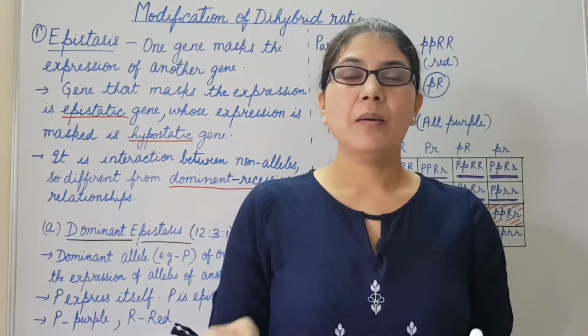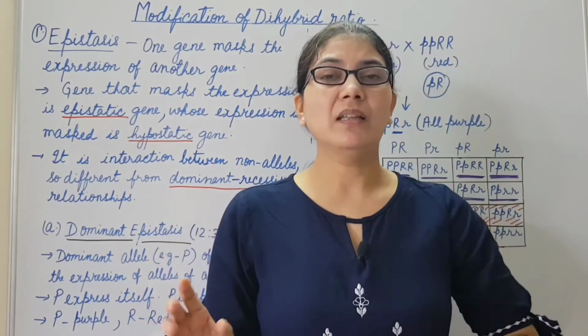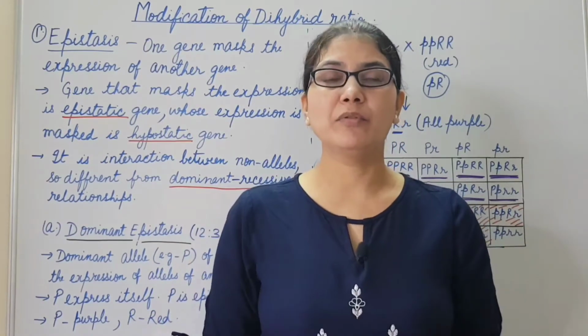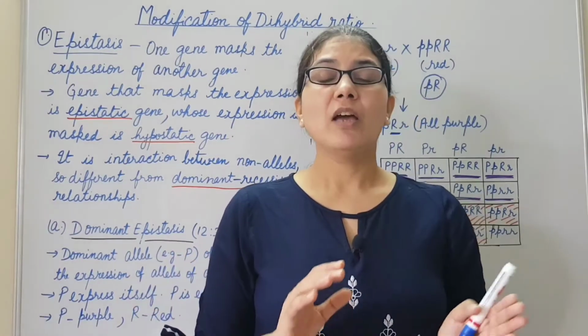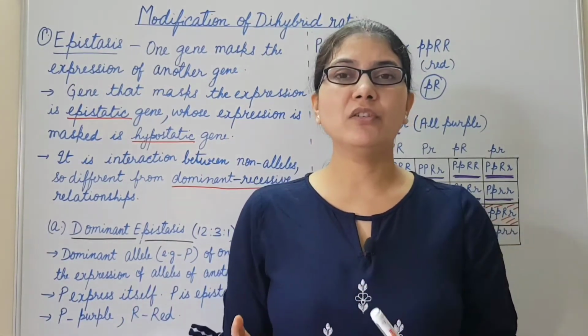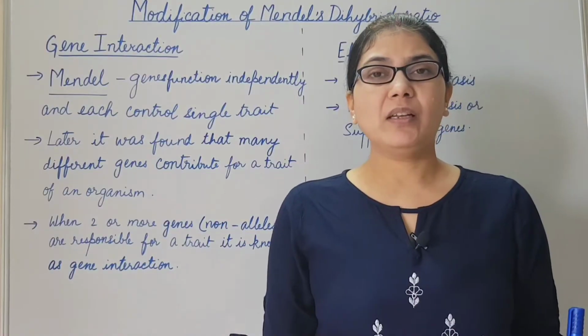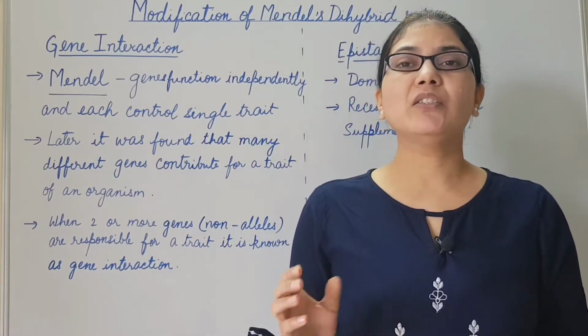9:3:3:1. But in many cases, it is seen that there is a deviation from this dihybrid ratio, or a modification in this dihybrid ratio, and this is possible due to intragenic or intraallelic interaction. This intraallelic or intragenic interaction is known as gene interaction.